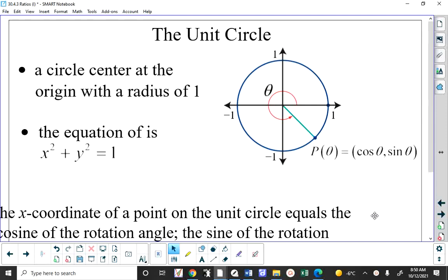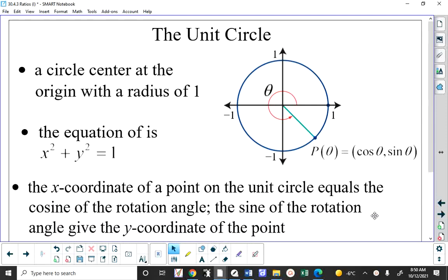The important thing to remember here is that on the unit circle, the relationship between the x and y coordinates of any point is just the Pythagorean relationship. It's x squared plus y squared equals r squared, but since the radius of the unit circle is 1, it's x squared plus y squared equals 1. So if you know x, you can always find y. If you know y, you can always find x.